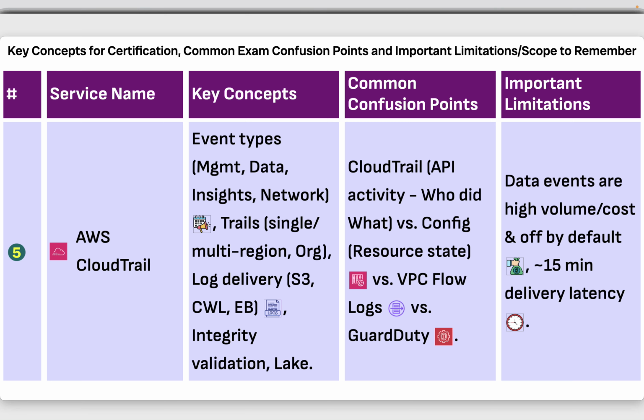Then common exam confusion points are CloudTrail, which is for API activity, which basically means who did what, versus AWS Config, which is for resource state management, or when compared with VPC Flow Logs versus GuardDuty. Some limitations are data events are high volume and cost, and they are off by default, so we have to switch them on, and approximately 15 minutes of delivery latency is there.